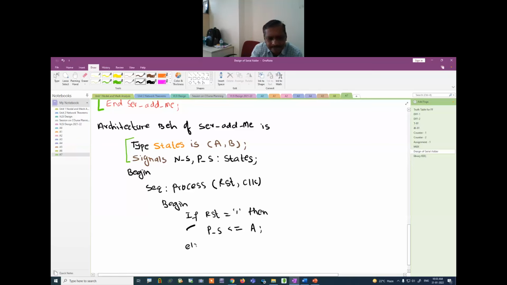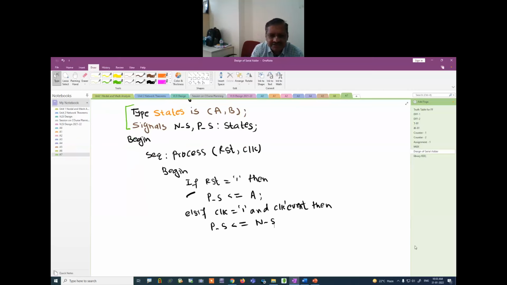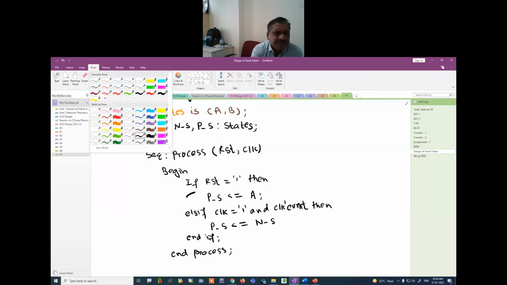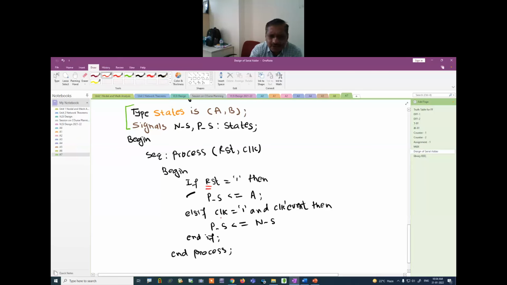Else if this clock is equal to 1 and this clock tick event, then present state is assigned as the next state. Here is the end if, and here is the end process. We are defining only about reset and clock in this process: what we will do on reset and what we will do on clock. This is the clock statement. It will not have the else clause that we are defining.